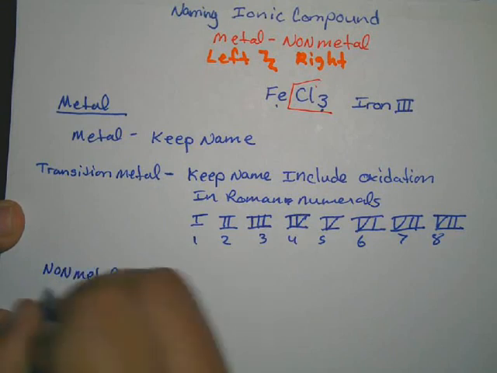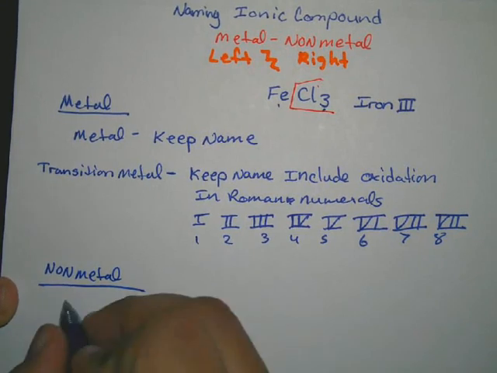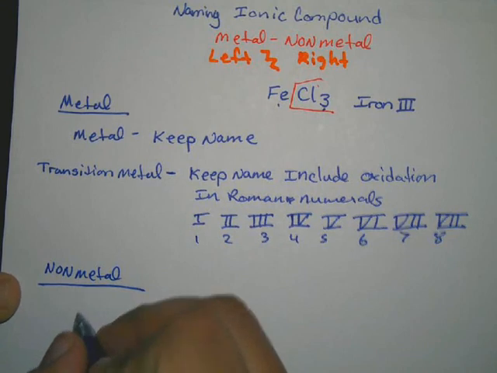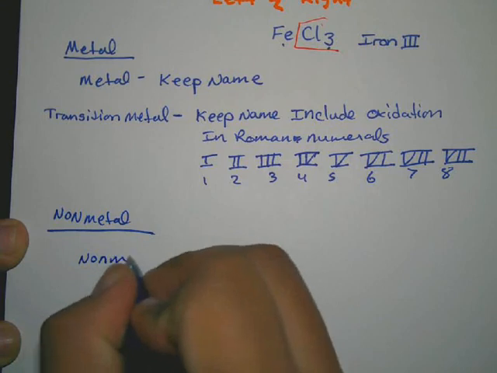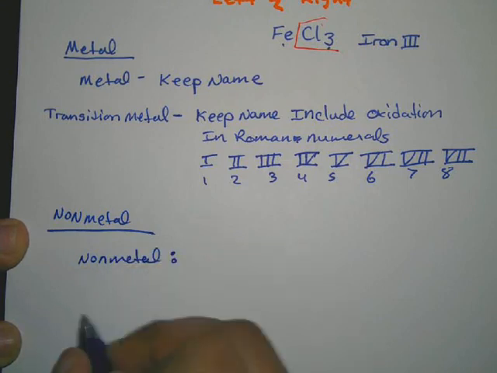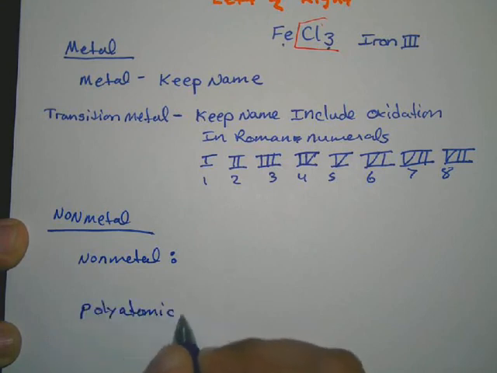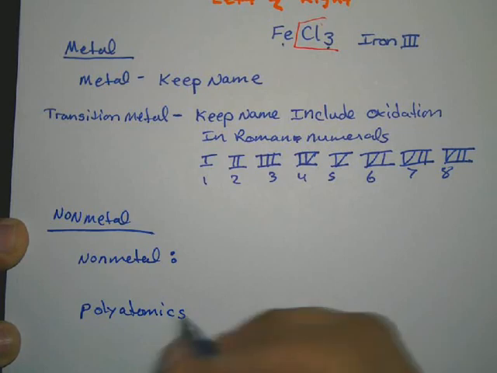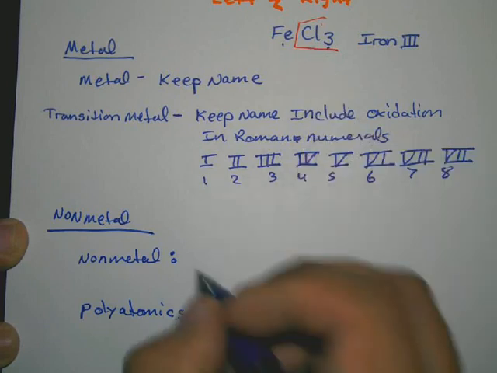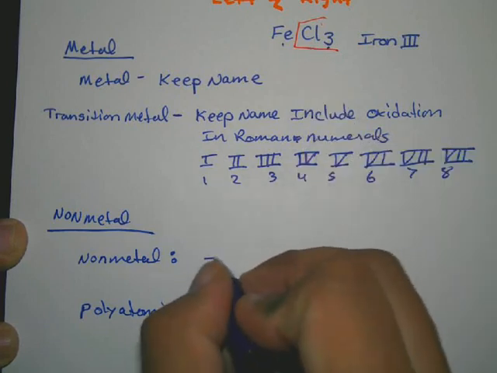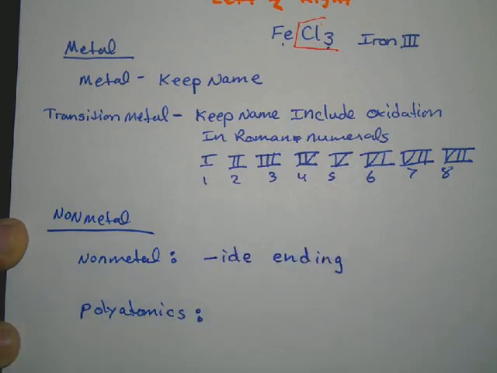okay? Now, non-metals. There's two types of things you're going to see when you have non-metals. A regular non-metal, and you're going to see something new. They're called polyatomics, okay? I'm going to have to give you another example here in a second to go over polyatomics. Well, since this guy is a regular non-metal, non-metals take the "ide" ending, okay? Non-metals get the "ide" ending, okay?